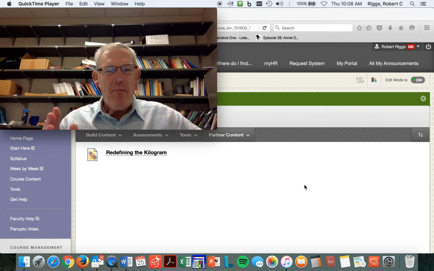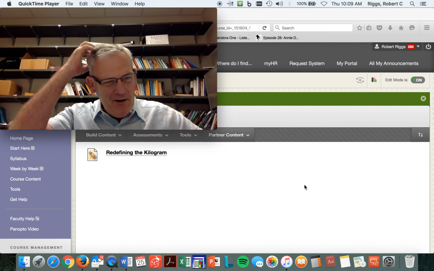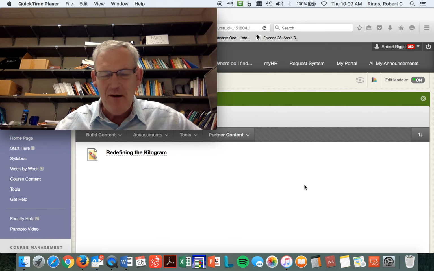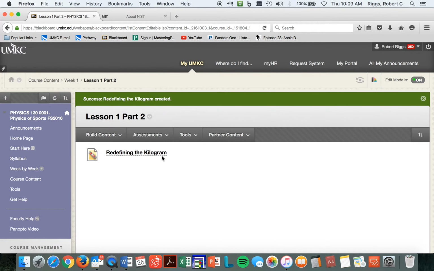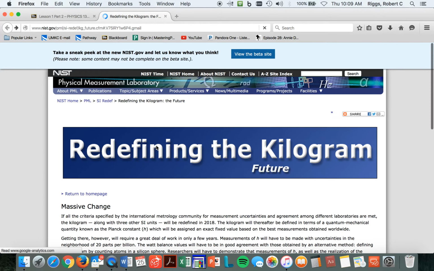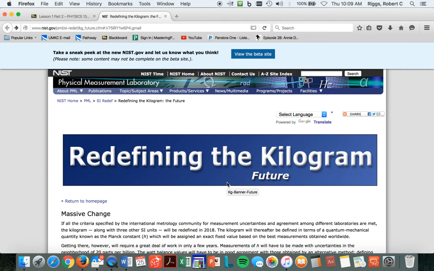Anyway, I'm going to interrupt the flow of the thing. We're going to leave sports for a minute because I left that one thing on the kilogram, and one of your fellow students, Misty, sent me this thing on redefining the kilogram, which is so cool. Here it is, redefining the kilogram. This is from the National Institute of Standards and Technology, and was founded in 1901.